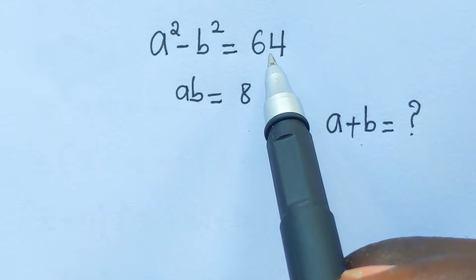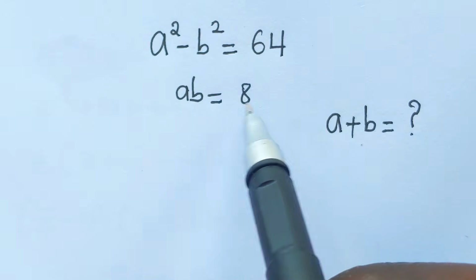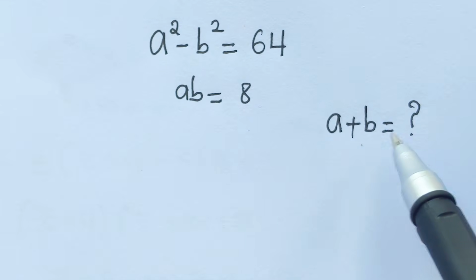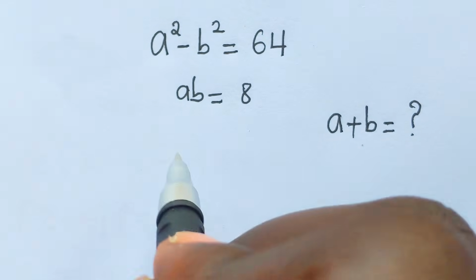Today in this video we have the question: a power 2 minus b power 2 equals 64 and ab is equal to 8. You're supposed to find a plus b equals to what? Solution.